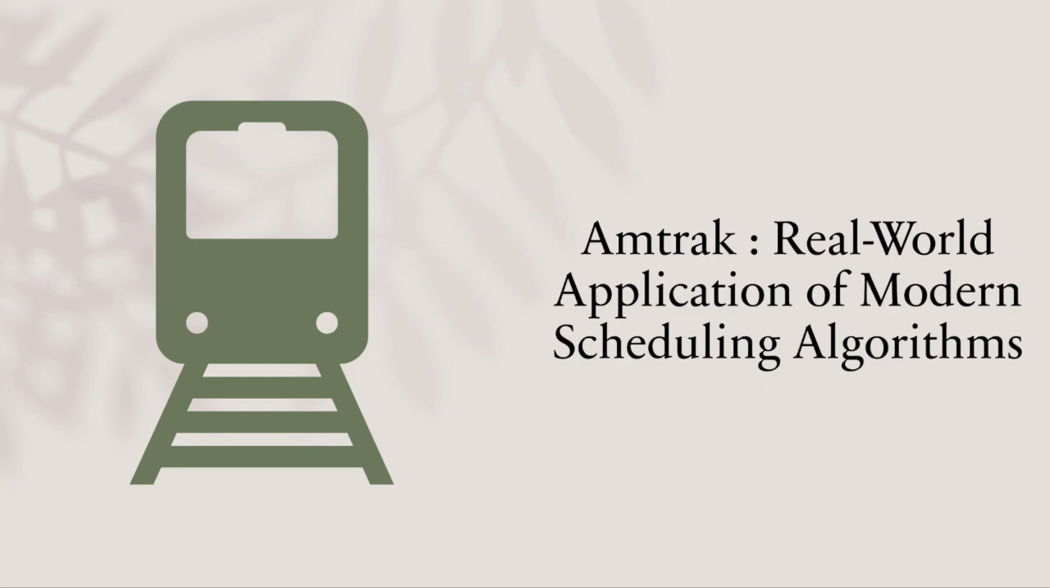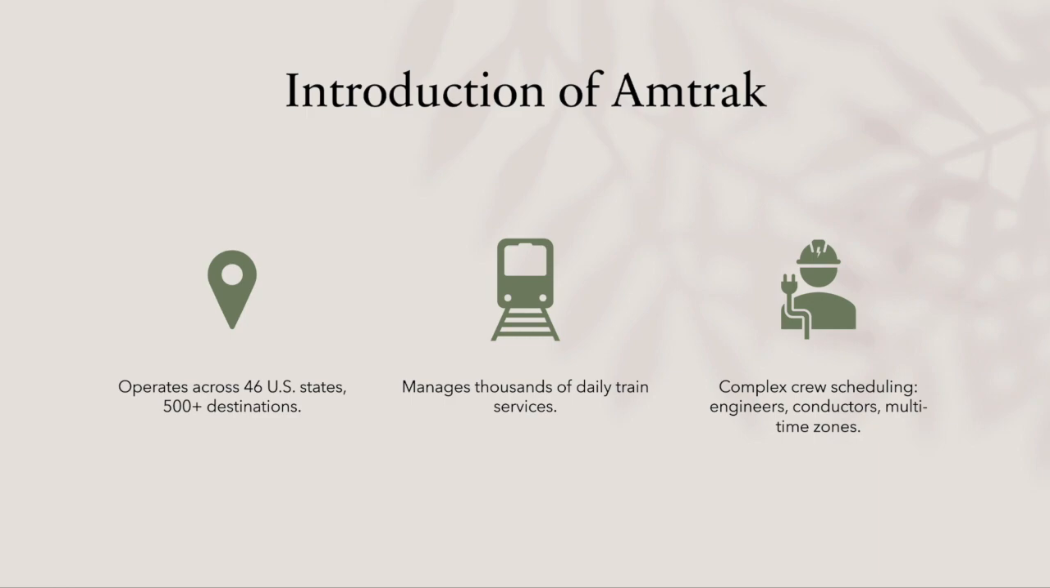So now I would like to share a real-world example that perfectly illustrates how modern scheduling algorithms are being used, and that is the case of Amtrak, the national passenger rail operator in the United States. Amtrak operates over 46 US states, covering over 500 destinations, and manages thousands of daily train services, also scheduling the train crew, like the engineers and the conductors, in such a large and complex network. It is a significant challenge.